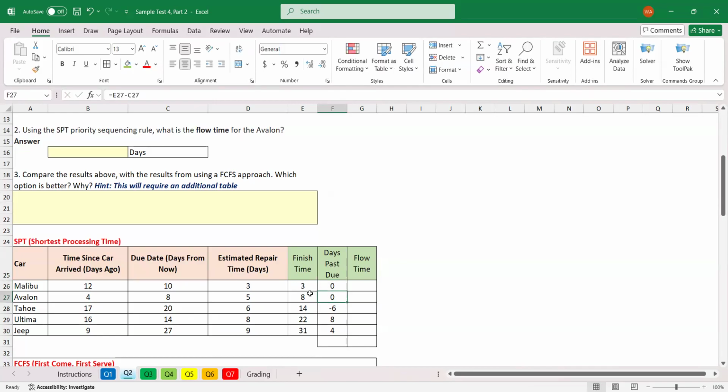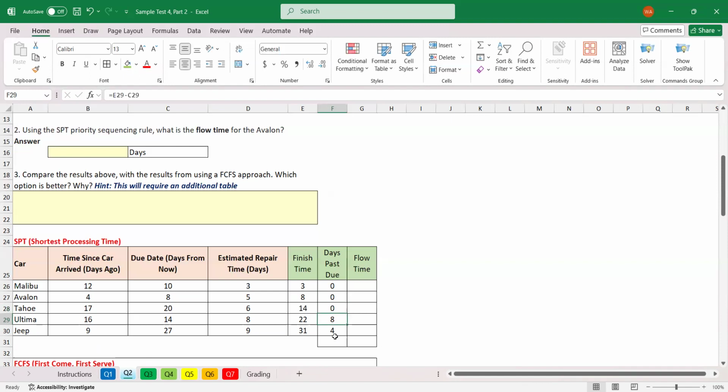Okay. Our next vehicle, the finish time is 8. We promised they would be done in 8 days. So it's not past due. The Tahoe has a -6 here, meaning that they finished 6 days early. It's not past due.